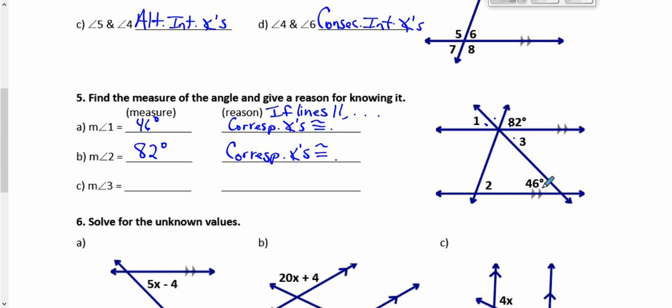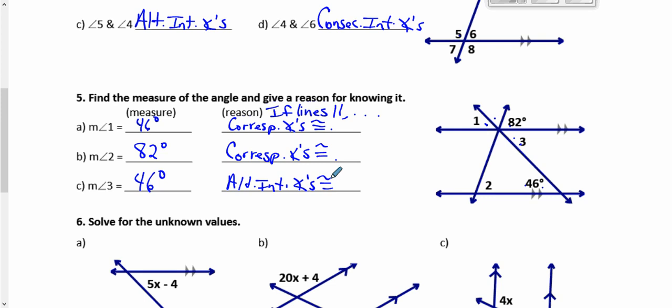And what would that angle pair be called? Alternate. And if the lines are parallel, what? Alternate, right? 3 and 6. They're alternate interior angles, congruent if the lines are parallel. Okay? So you're going to need to know these angle pairs.